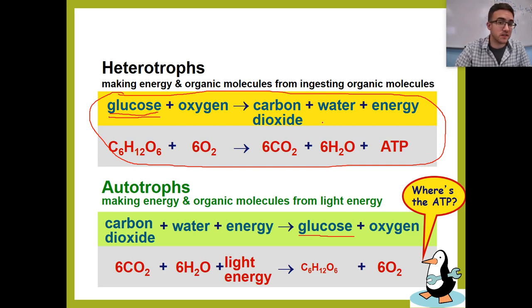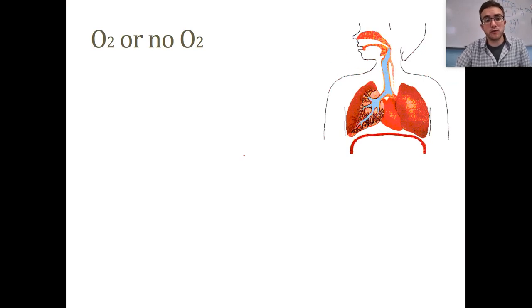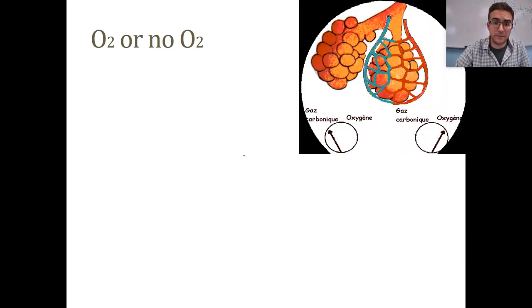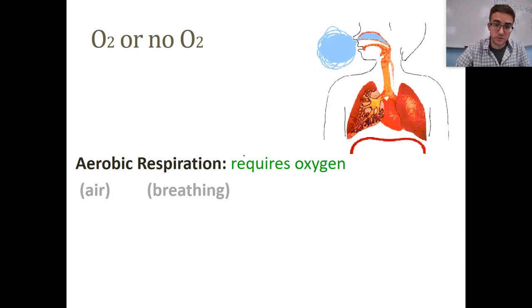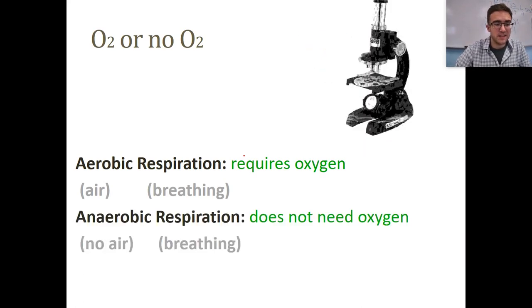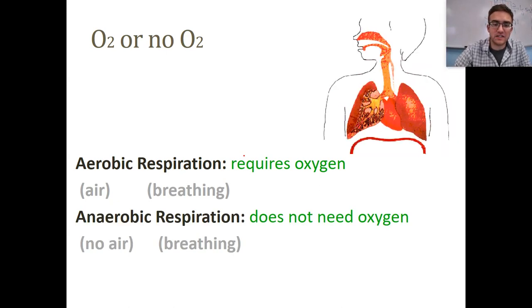So when we talk about cellular respiration, every living thing, from us to fungus to mushrooms to plants, we're all going to do this process, or at least some form of it. Now I say some form of it because there are two different types of cellular respiration. There's aerobic respiration, which requires oxygen, and then there's anaerobic respiration that does not require oxygen.